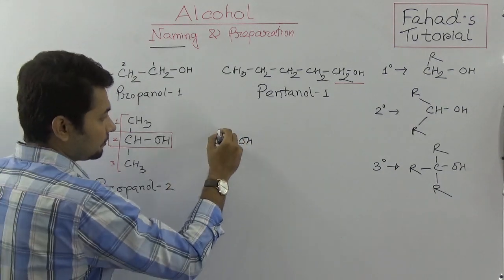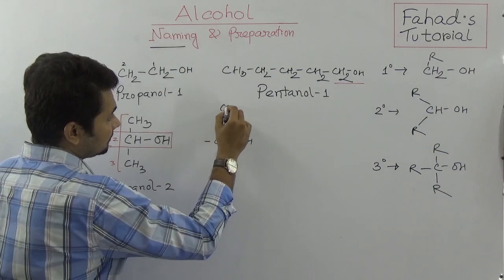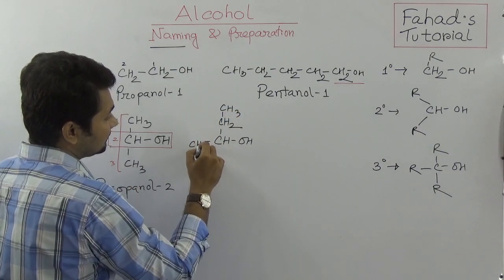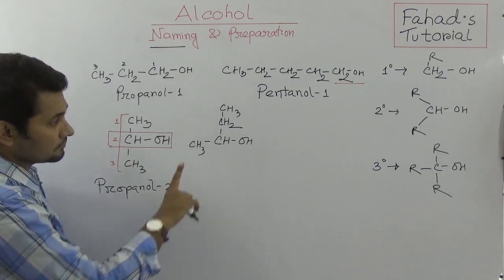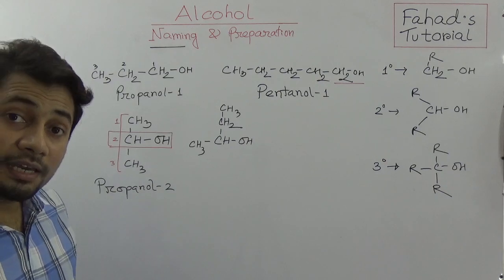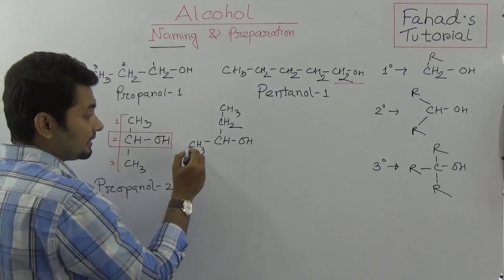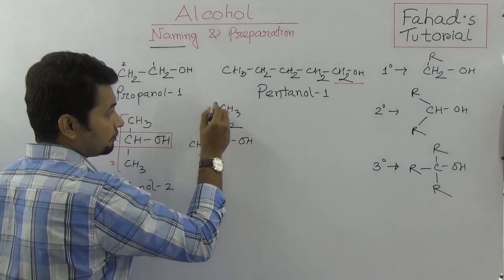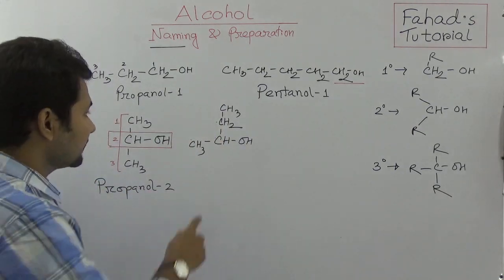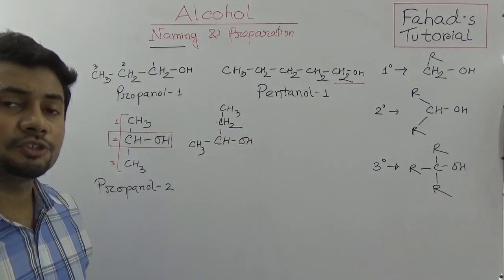Now you think that CHOH. So there is CH2, CH3 and this is CH3. What would be the name of it? And what is the maximum number of carbons we can get? Like 1, 2, 3, 4 or 1, 2, 3, 4. In which way should we go?